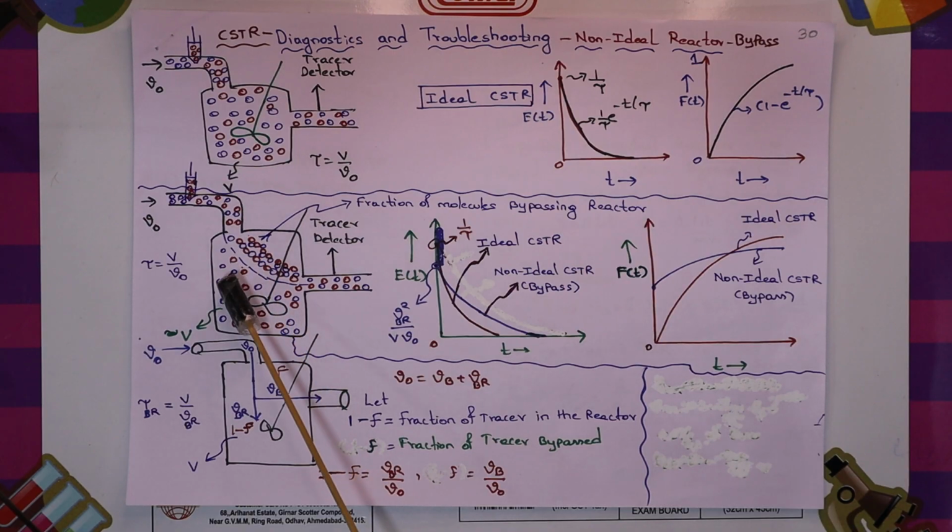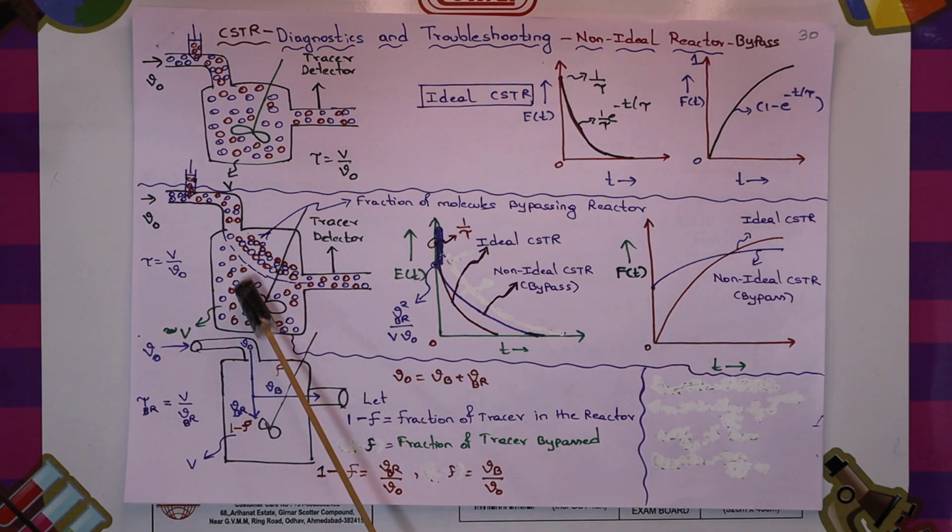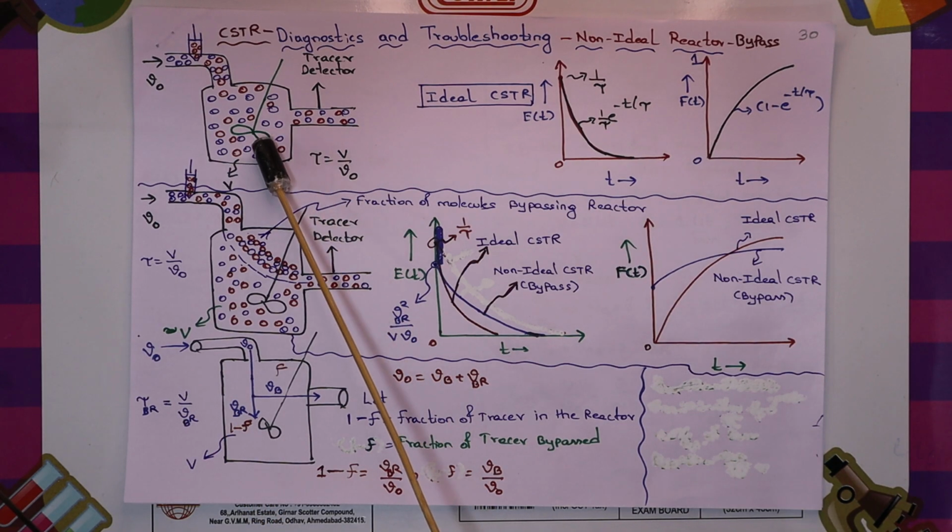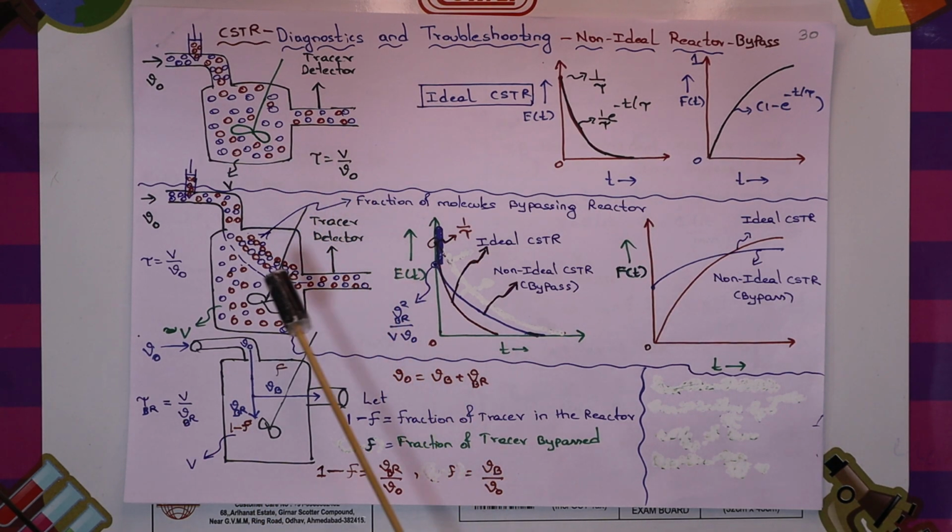Imagine the moment the molecules enter, a small fraction of the molecules exit early. You can see the early exit is represented. Most of the other molecules exit because they are away from the stirrer, so there are a few molecules which go through the reactor. In such cases, it is called non-ideality due to bypassing. The space time for the ideal CSTR is equal to V by nu 0.